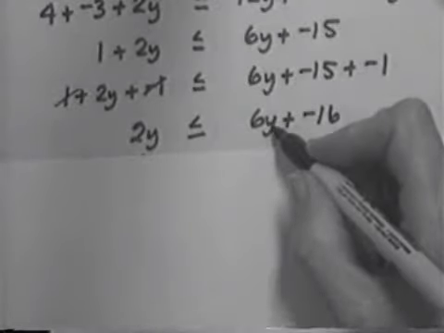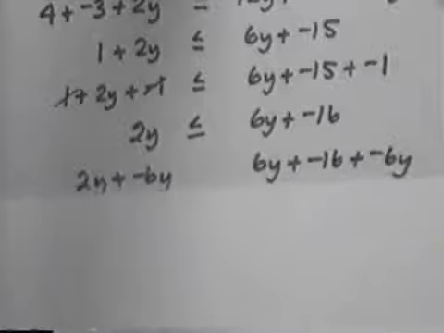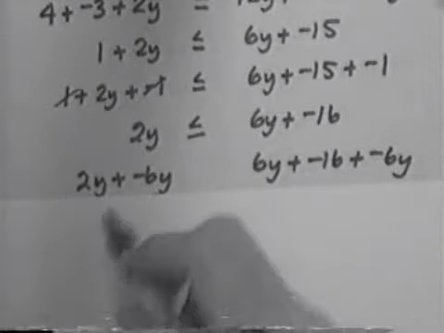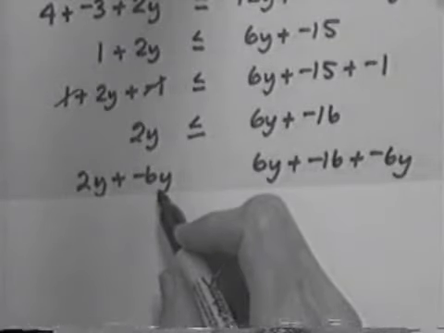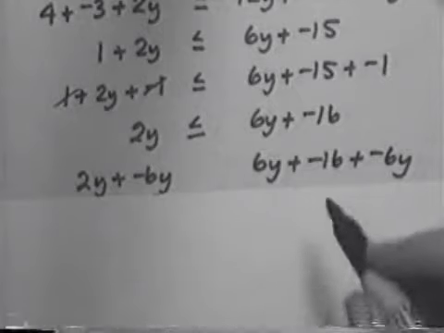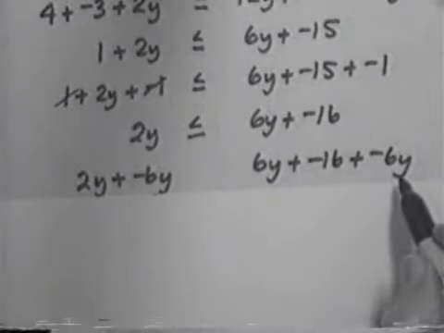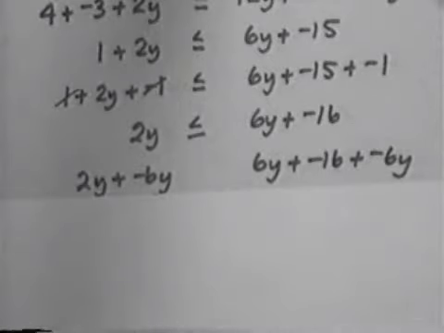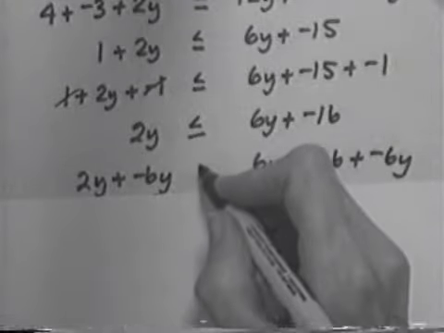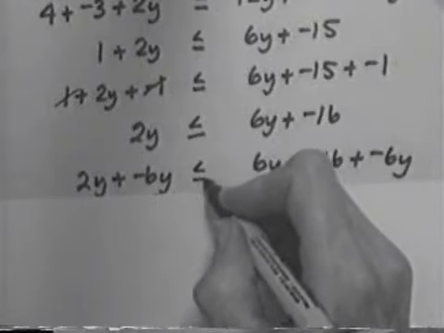Now we remove the 6y from the right by adding its opposite. 2y, add negative 6y on the left, and on the right, 6y plus negative 16 plus negative 6y. We have added the same thing to both sides of the inequality, so the inequality symbol remains unchanged.